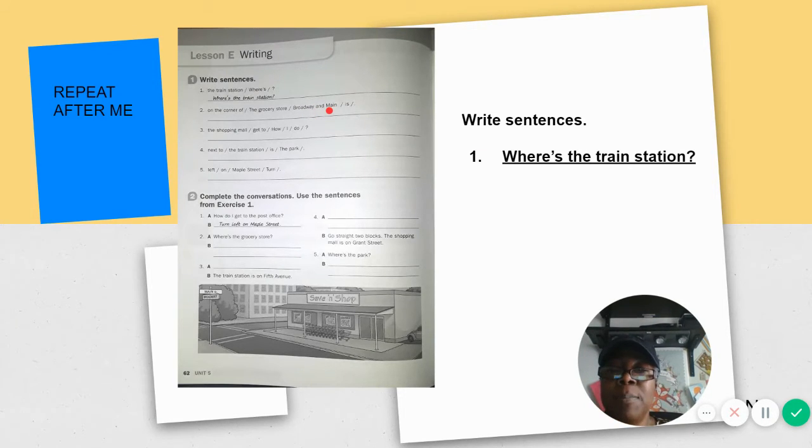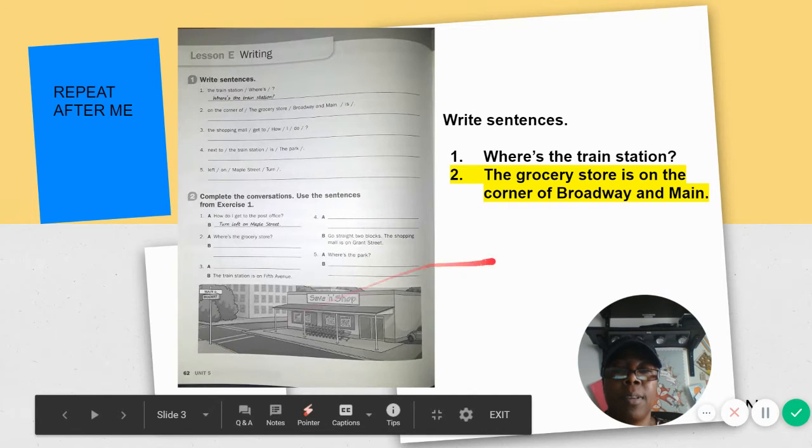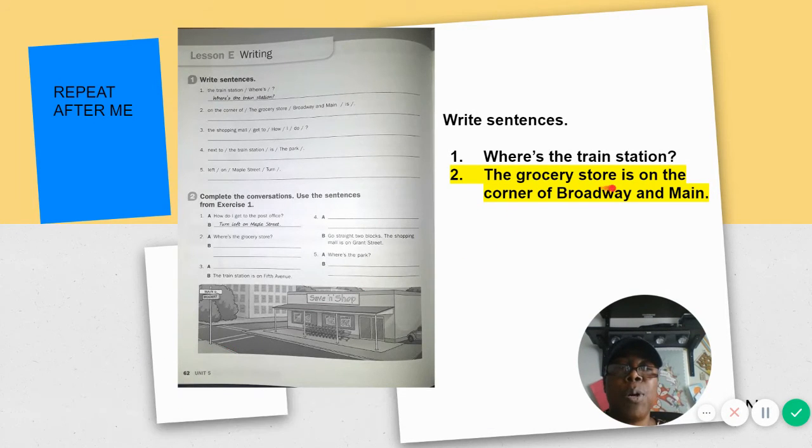So in a sentence, when you have 2 street names, that usually means that the preposition of location will be on the corner of. So the grocery store is on the corner of Broadway and Main. That is our sentence. The grocery store is on the corner of Broadway and Main. Okay? That's number 2. Let's look at number 3.